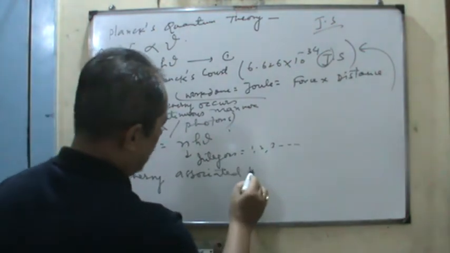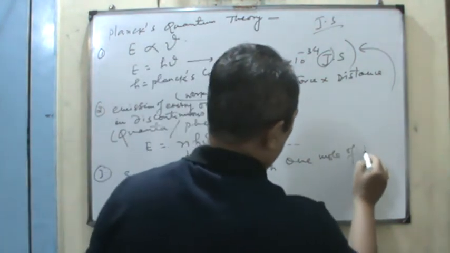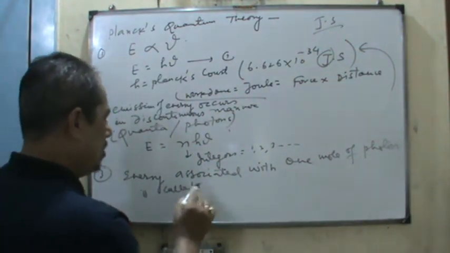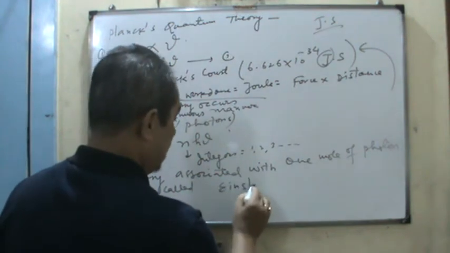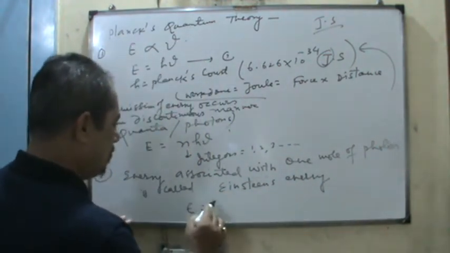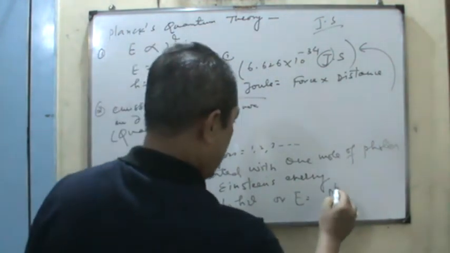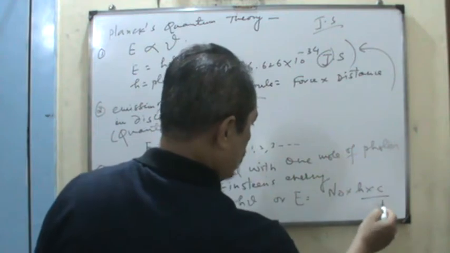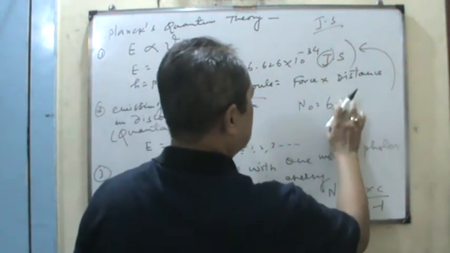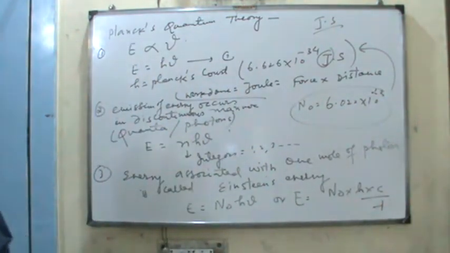Energy associated with 1 mole of photon is called Einstein's energy. What energy? Einstein's energy, that is E equal to N naught h nu, or E is equal to N naught h c over lambda. What is N naught? N naught is the Avogadro number, 6.022 × 10^23.